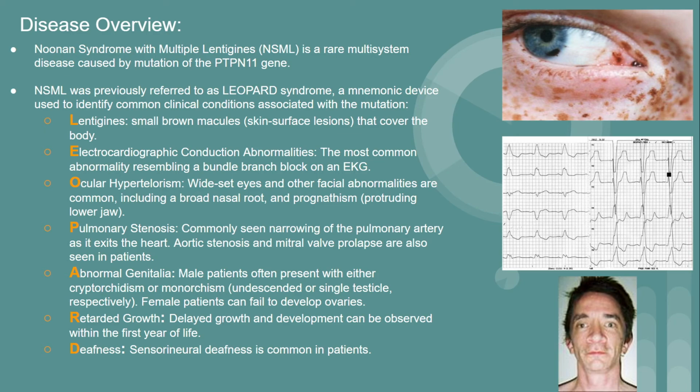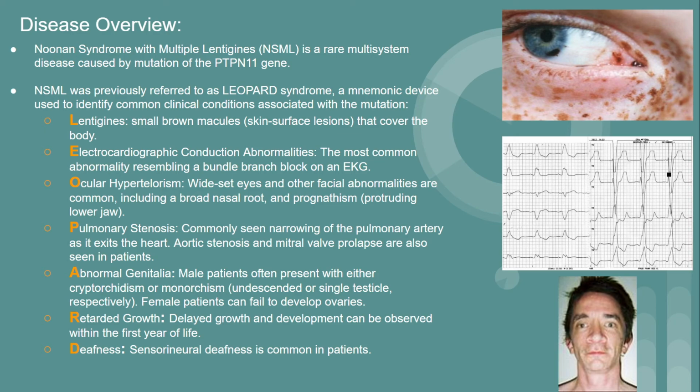Moving on, you have ocular hypertelorism, in your bottom picture, the wide set eyes. You can also see other facial abnormalities as well. P is for pulmonary stenosis. There are a lot of heart conditions that you'll see with this disease. Another one we'll cover is hypertrophic cardiomyopathy, but we'll get there when we get there.